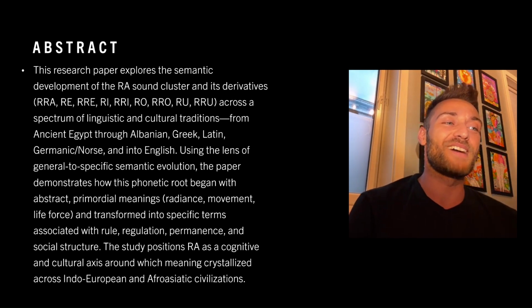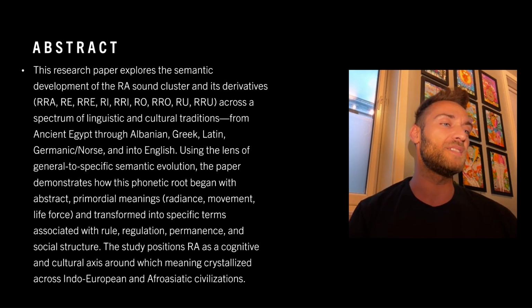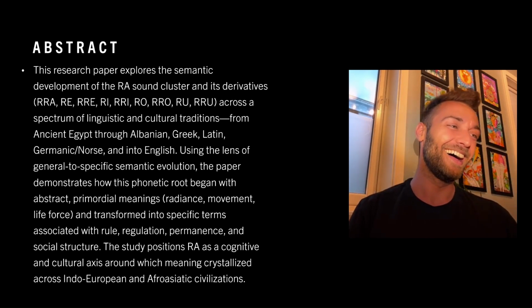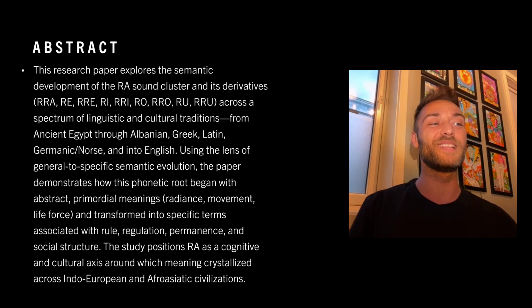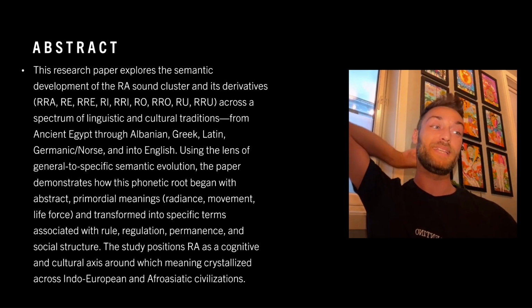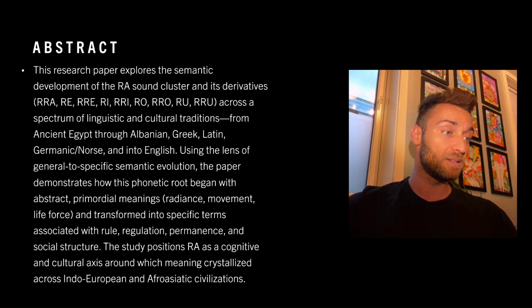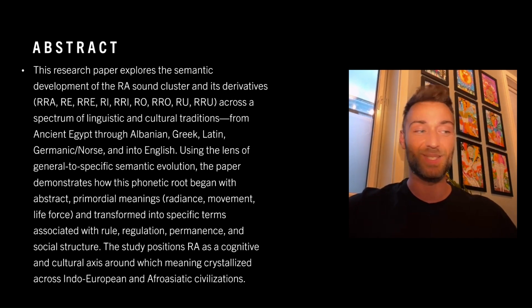So this research paper explores the semantic development of the ra sound cluster and its derivatives ra, re, ri, ro, ru. Very difficult to do all of them right after each other. It does so across the spectrum of linguistic and cultural traditions, from ancient Egypt through Albanian, Greek, Latin, Germanic, Norse, and into English. Using the lens of general to specific semantic evolution, the paper demonstrates how this phonetic root began with abstract and primordial meanings, radiance, movement, and life force, and then transformed into specific terms associated with rule, regulation, performance, and social structure. The study positions Ra as a cognitive and cultural axis around which meaning crystallized across Indo-European and Afro-Asiatic civilizations.